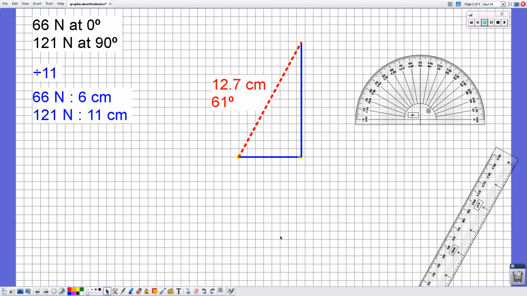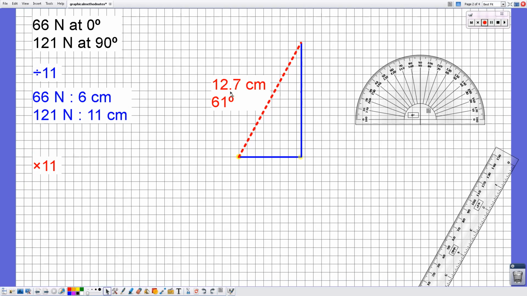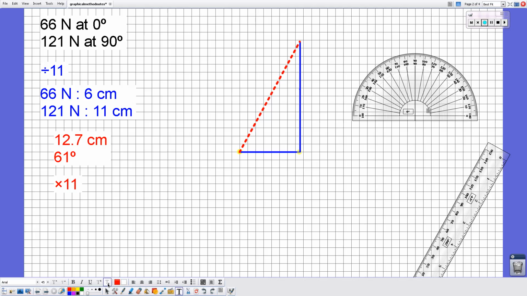All right, and then I'm done, right? No. Now I still need to convert my centimeters back to newtons. Now I divided by 11 to get centimeters. So now I'm going to multiply by 11 to get my final answer.